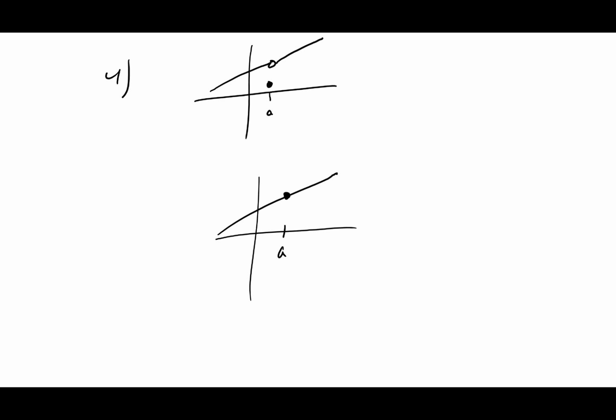And then 2 ties into 3. If f is differentiable, it had to have been continuous. So if 2 is correct, 3 also has to be correct. Okay, number 5.